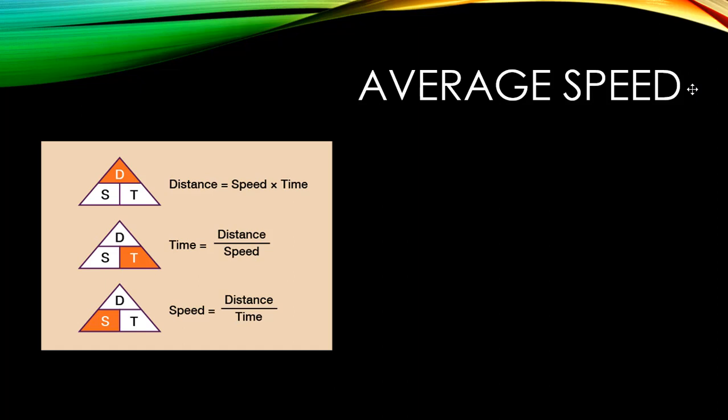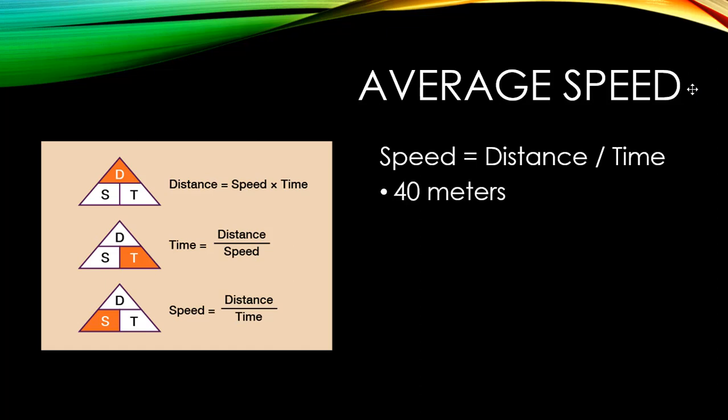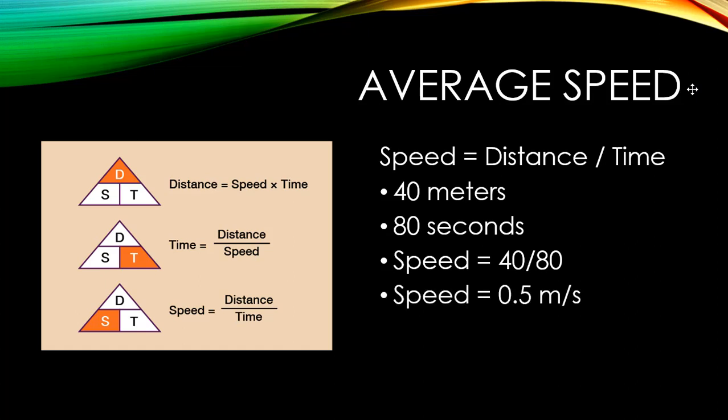The other part of 6th grade you need to know is how to calculate average speed. Just like density, you need to know the formula. So let's do a practice problem. My formula is speed is equal to distance divided by time. I'm given a problem where 40 meters of distance was traveled, and it took 80 seconds for the person to get there. How fast was the person traveling? I would plug that into my formula. Speed is equal to 40 meters divided by 80 seconds. And so my final speed would be 0.5 meters per second.